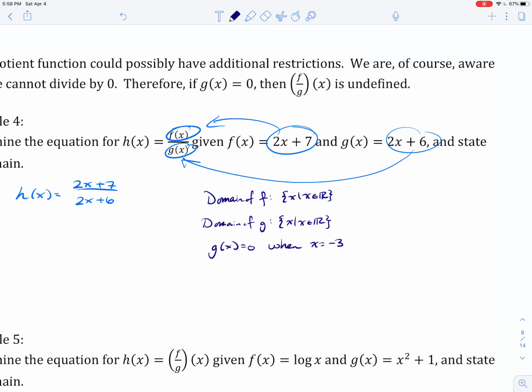You can work that out somewhere if you want. The actual working it out would not be worth marks, so do it on scrap paper if you feel like it. If x is negative 3, 2x plus 6 is equal to 0, which means that this is equal to 0. That means we're dividing by 0. That's bad. So therefore, x cannot be negative 3. It can otherwise be any real number. Just not negative 3.